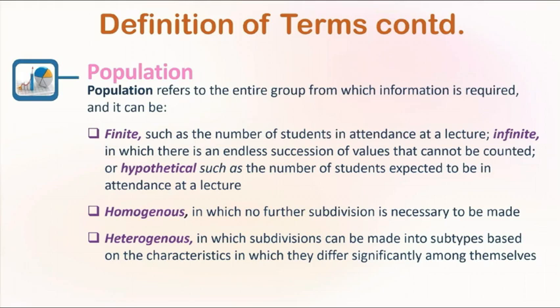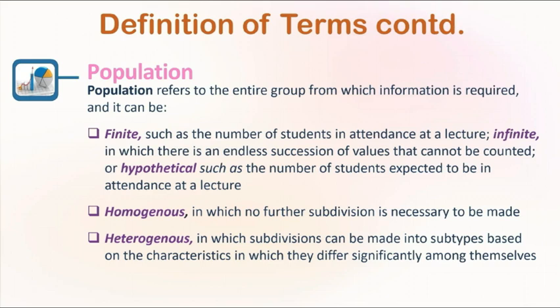Another key term to be defined is population. Population refers to the entire group from which information is required, and it can be finite, such as the number of students in attendance at a lecture, infinite, in which there is an endless succession of values that cannot be counted, or hypothetical, such as the number of students expected to be in attendance at a lecture.